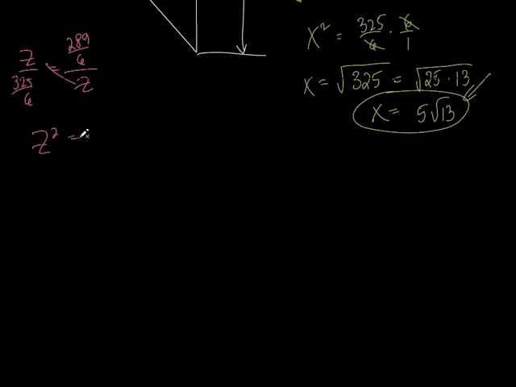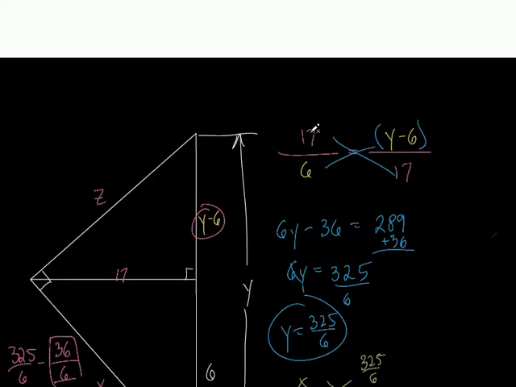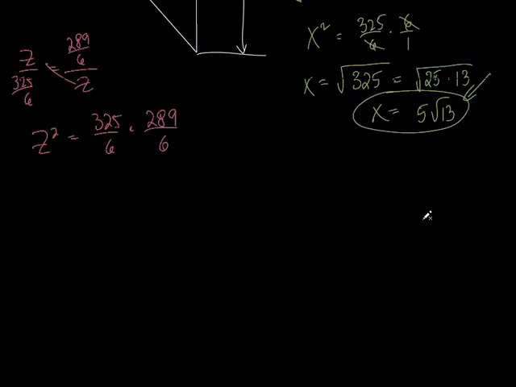So z squared equals, what do we have here? 325 over 6 times 289 over 6. Do you recognize that number 289? We worked with that a little bit earlier, didn't we? Right there. 17 times 17 is 289. So guess what the square root of 289 is? It's 17. And we already figured out what the square root of 325 was, didn't we?